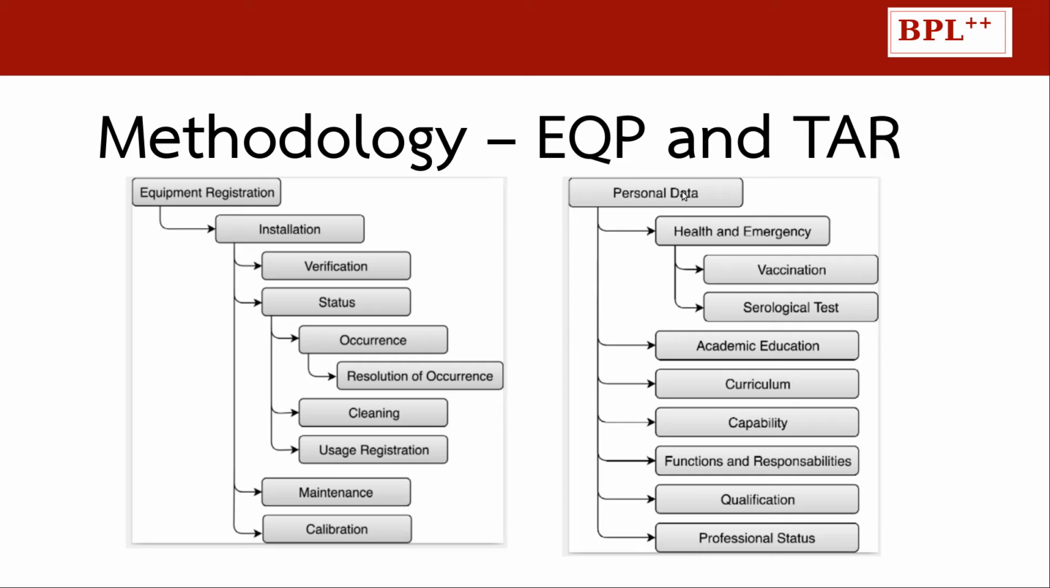The teams and responsibility workflow registers the personal data of the personnel using the lab. You can specify health and emergency information such as vaccination and phone numbers to call and things like that. And you can register academic education and curriculum capabilities, so you can be sure that the appropriate personnel has the ability and the qualifications to use the equipment needed.